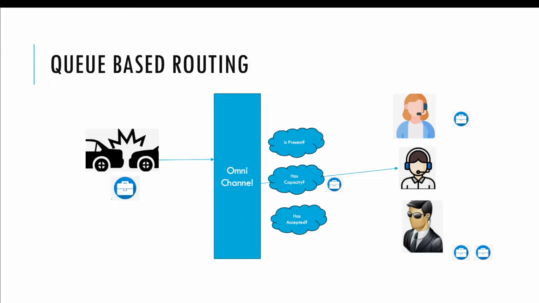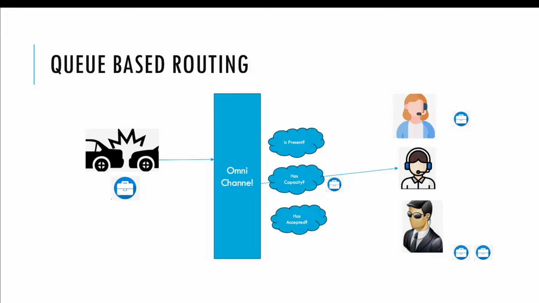Now, a case can only be assigned to one agent. If Omni-Channel is not there, the agent will see the case in the queue and manually assign the case to themselves. But in a queue with Omni-Channel routing, the case will automatically be assigned from the queue to an agent. That's the work of Omni-Channel, to assign a case to a specific agent.